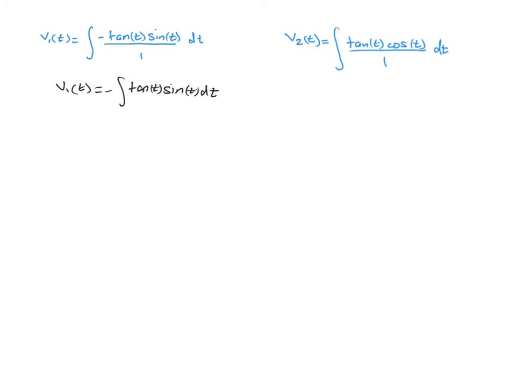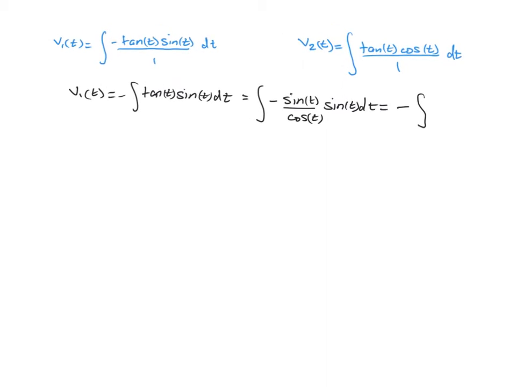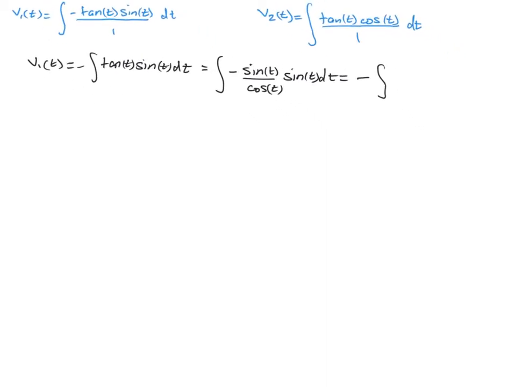And whenever you're working with tangent functions or cotangent functions, it's highly advised to rewrite them in terms of sines and cosines to make the integration much more straightforward. So this is the same thing as the integral of the negative sine of t over the cosine of t, which is your tangent, times the sine of t with respect to t, which of course is the negative integral of the sine squared of t divided by the cosine of t dt.